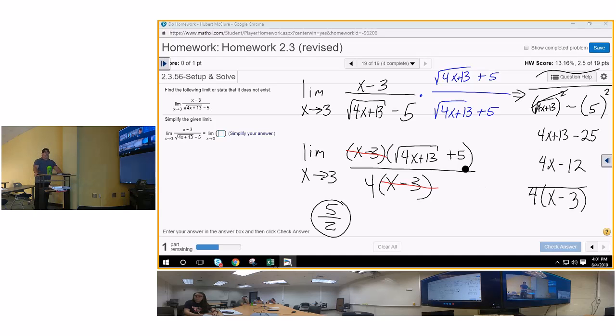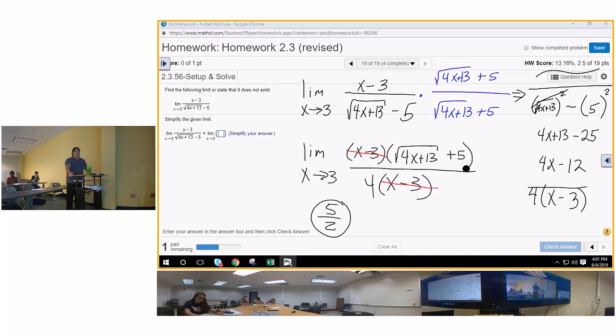Plug in the 3, you get 3 times 4. 4 times 3 is 12. 12 plus 13 is 25. The square root of 25 is 5. 5 plus 5 is 10. 10 over 4 is 5 over 2.